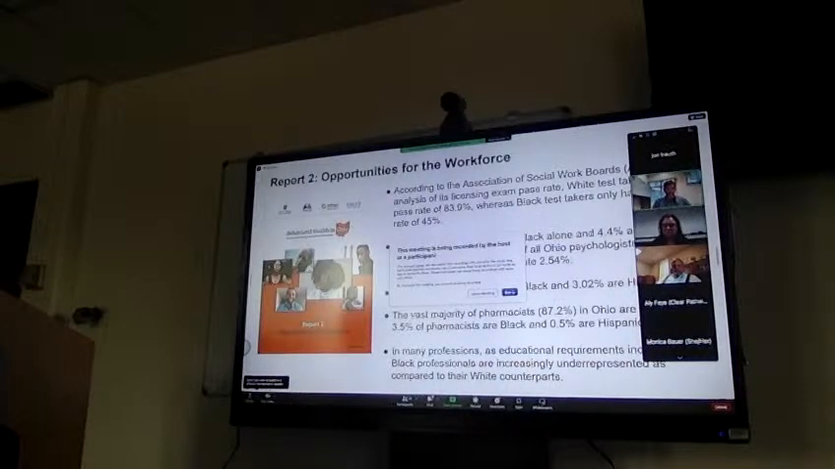Many professions have educational requirements that are increasing. And when we look at underrepresentation, we're seeing even greater gradients of underrepresentation when it comes to Black professionals compared to white counterparts. When we look at these statistics, some confidence in our statistics is going to come from the next series of slides where we break things down by different types of professionals, their licensing bodies, and the reporting of race and ethnicity.